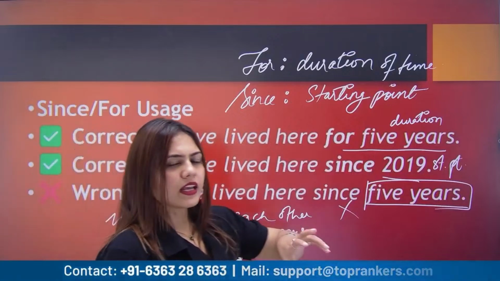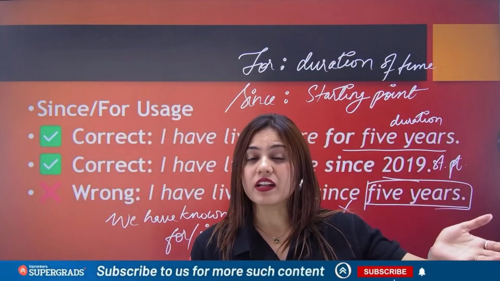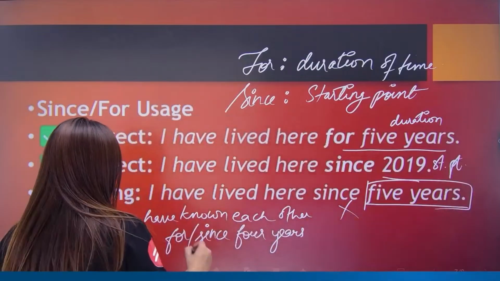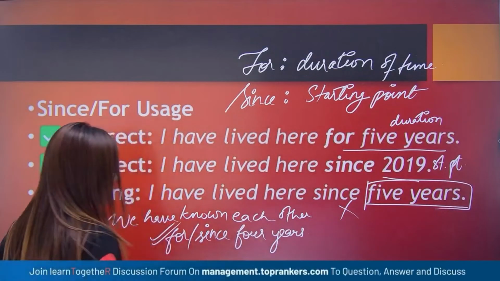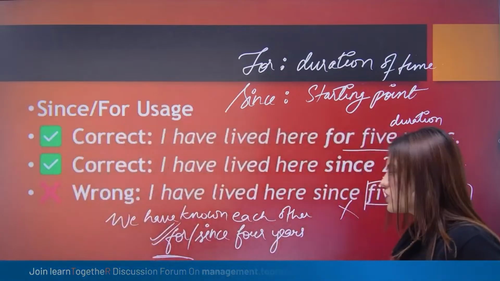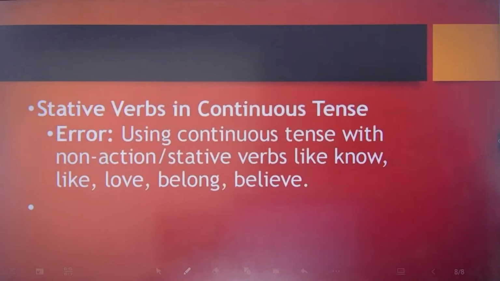So tell me, is 4 years the starting point? Have you been given the name of the year? No, not really. So obviously this is talking about duration, and that's why for is the correct answer. We have known each other for 4 years. Got it? Then, as you can see, this is basically the last rule that we are going to discuss here, which is based on stative verbs in continuous tense.